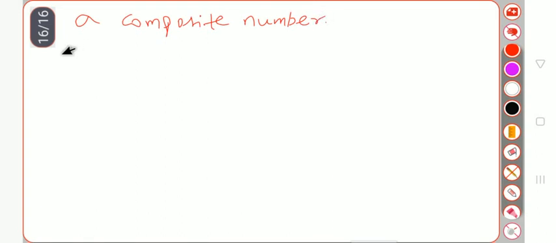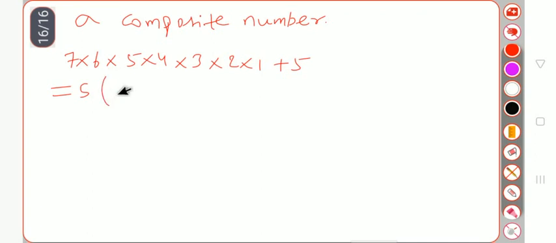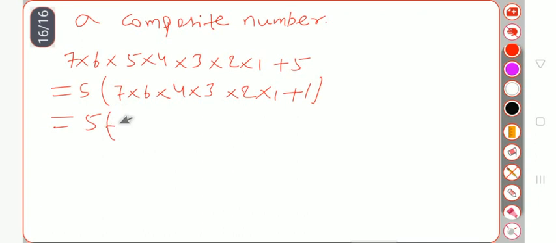Now coming to the second part. It is given 7 into 6 into 5 into 4 into 3 into 2 into 1 plus 5. Take 5 as common. So it will be 7 into 6 into 4 into 3 into 2 into 1 plus, since we have taken 5 as common, here 1 will be left. Now 5 we can multiply 1 into 2 into 3 into 4 into 6 into 7.